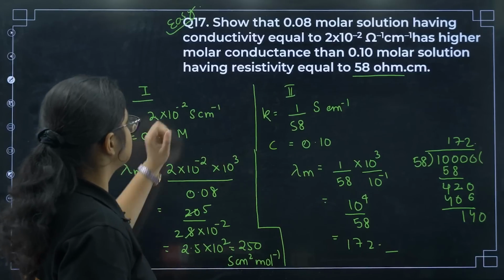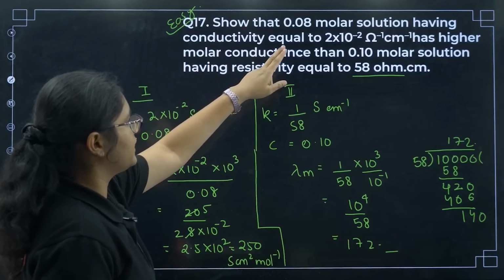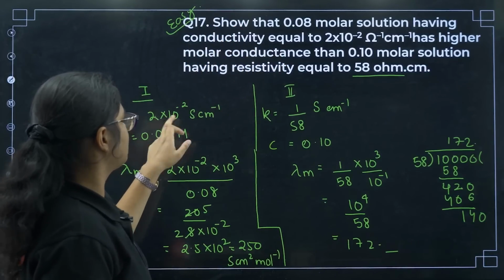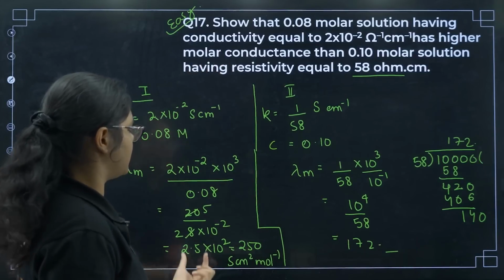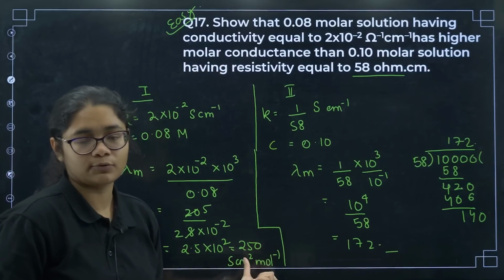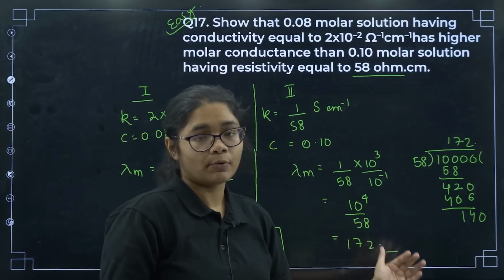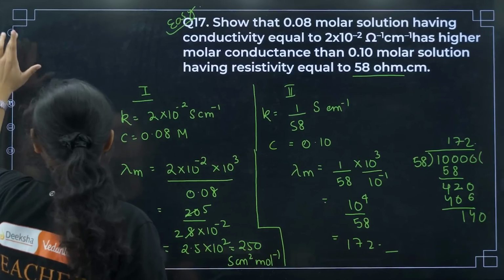So definitely you can see that the 0.08 molar solution, having conductivity equal to this one, has higher molar conductance. Yes, definitely this is having 250 molar conductance, it is 172.2. So that is how you can show this.